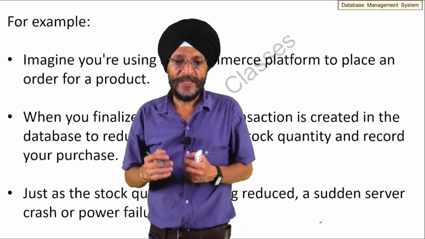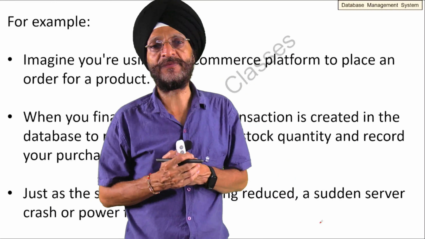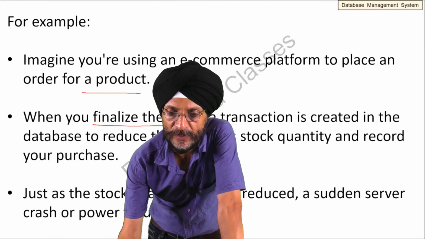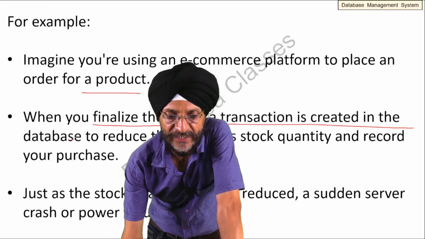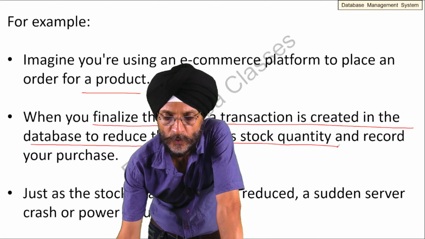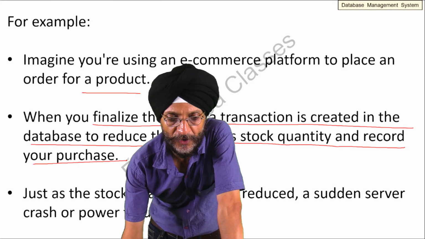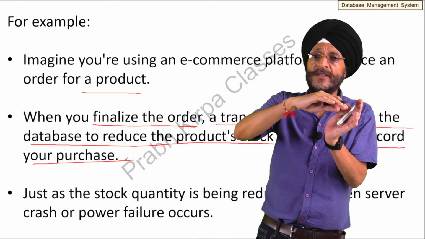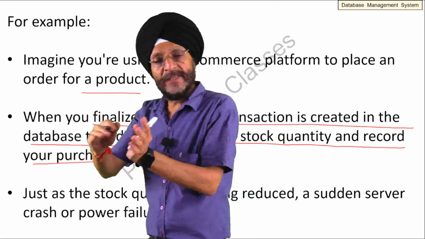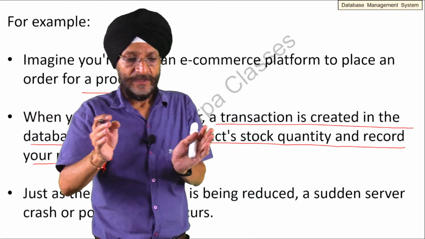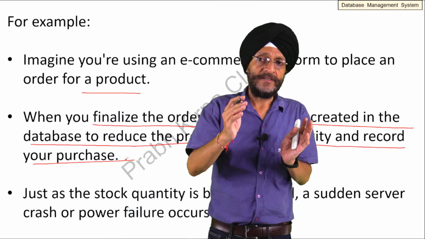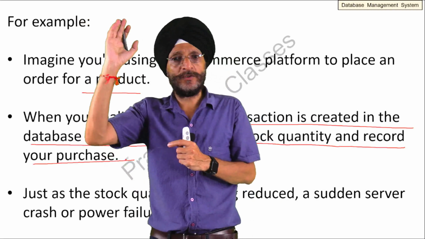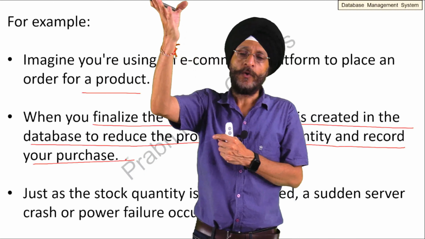For example, imagine you are using an e-commerce platform to place an order for a product. When you finalize the order, a transaction is created in the database to reduce the product's stock quantity and record your purchase. It means that when you have placed the order, you have made the payment. Payment has been made by you, the order has been booked, and in the meantime, power goes off at the level of the online site.